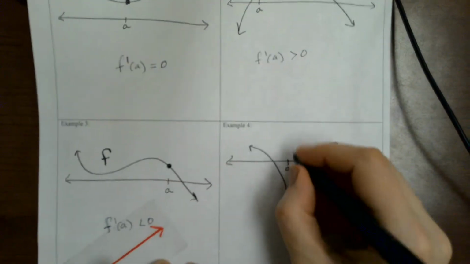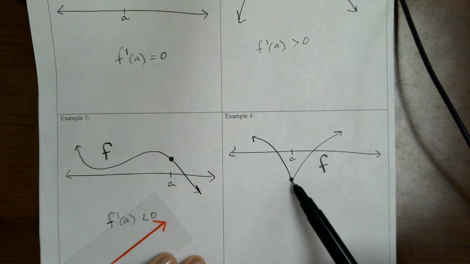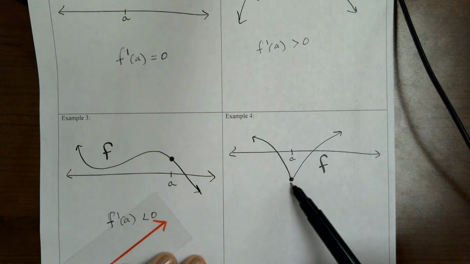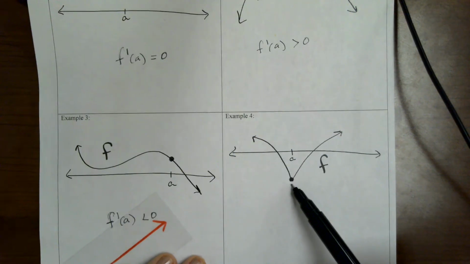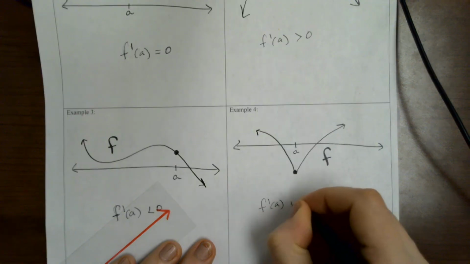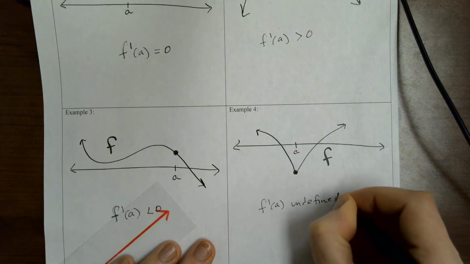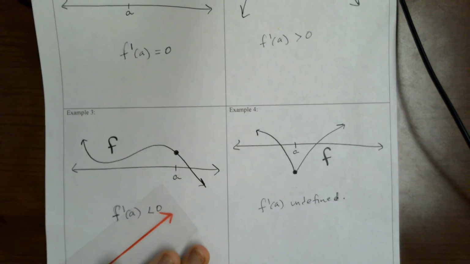And then here, this is the situation that we were just talking about. Guys, it is not smooth here. The graph is not smooth at this point. That means that f prime of a is undefined. Okay, there we go.